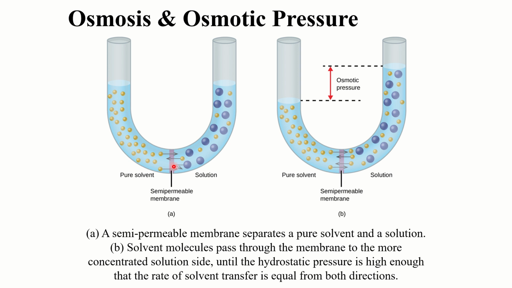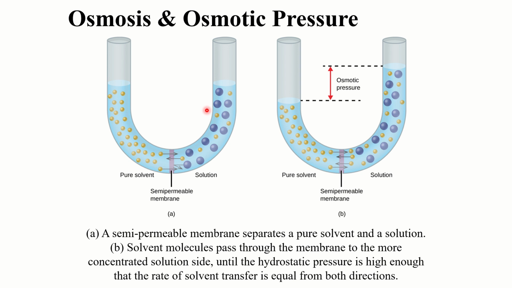Now, this semi-permeable membrane is fine enough, or its openings are small enough, that only solvent molecules can pass through. The solute particles cannot. So that's represented here by this little arrow showing that the solute particle would just bounce off the membrane and stay on this side, but the solvent molecules can move through easily. So solvent molecules then will pass through the membrane to the more concentrated side, right? In an effort to equalize the concentration on both sides, you're going to have a net flow of solvent molecules from the left to the right, from the less concentrated side to the more concentrated side.